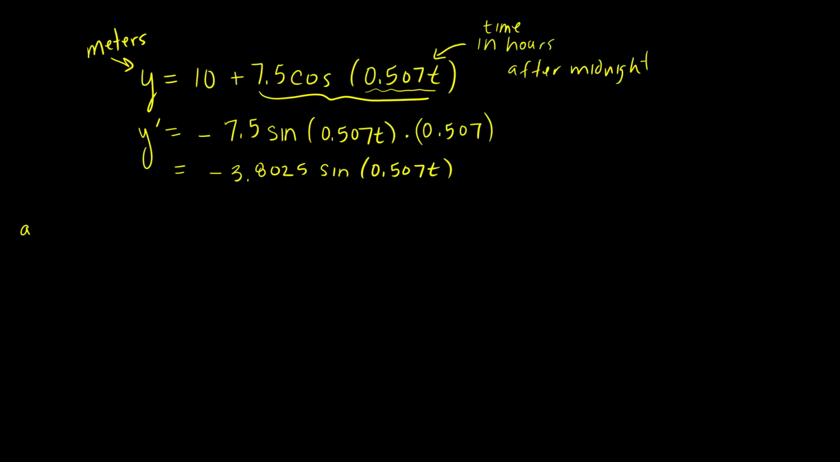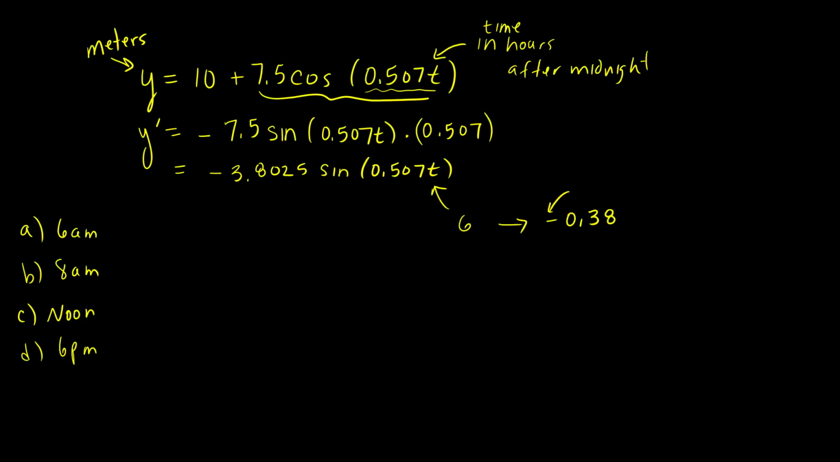And then they go through and they ask you 6 o'clock a.m., 8 o'clock a.m., noon, and 6 o'clock p.m. So all you're doing is where you see a t, guess what? You're going to plug in a 6. And when you do, you should get negative 0.38.